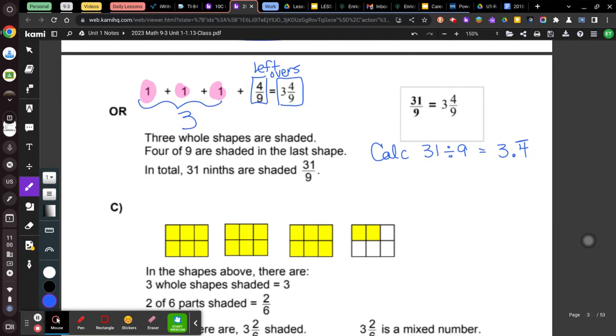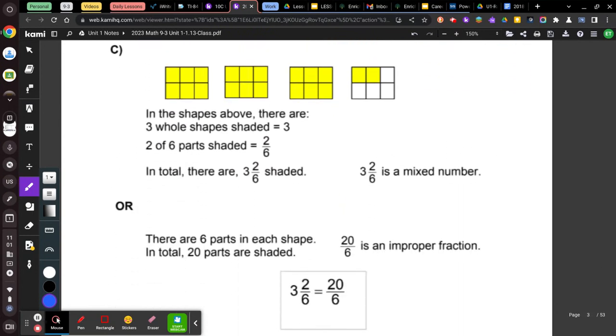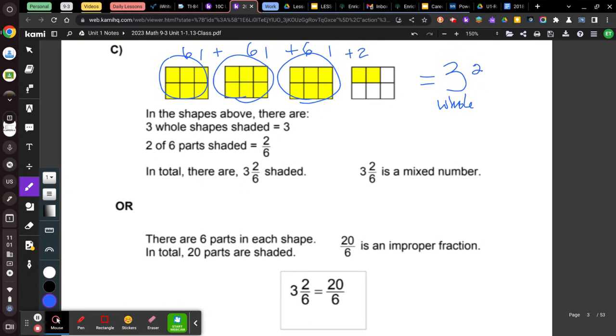Okay, now we're going to look at this letter C here, the next example. How many whole objects are shaded? I've got one whole right here, one whole right here, one whole right here. So that's 3 whole objects shaded. Now, how many are shaded total in those? 6 plus 6 plus 6 is 18. Plus 2 is 20. So I have 20 total shaded.